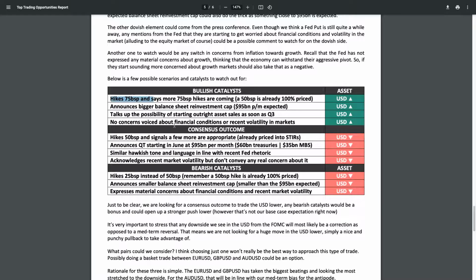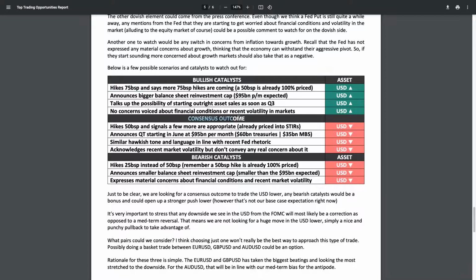Now, if we get the consensus outcome, and remember that is already bullish, so if they hike by 50 basis points, they signal a few more appropriate as priced into the short-term interest rate market. So that's 3 back-to-back 50 basis points rate hikes, taking it up to a terminal rate of about 2.5% by the end of the year. That's just the consensus view. And I would anticipate seeing a buy the rumor, sell the fact response.